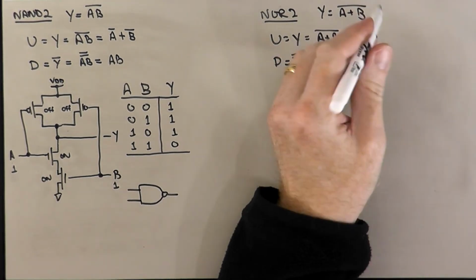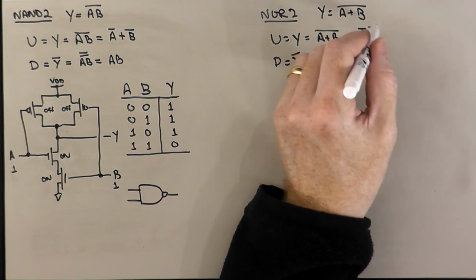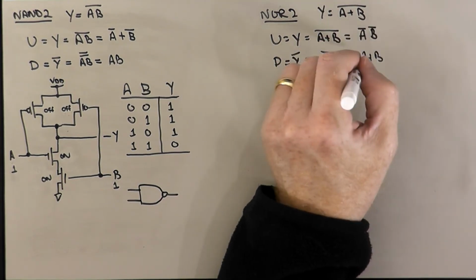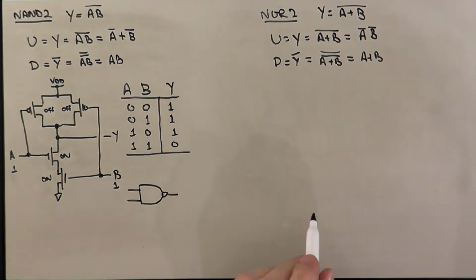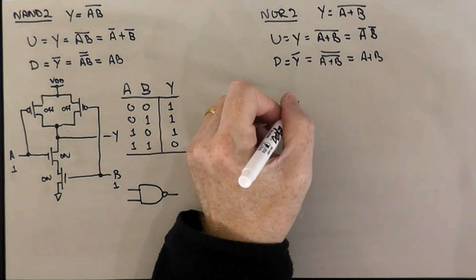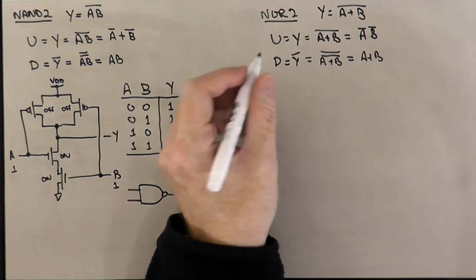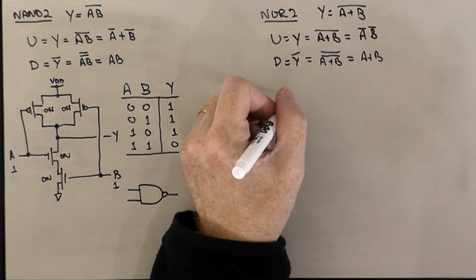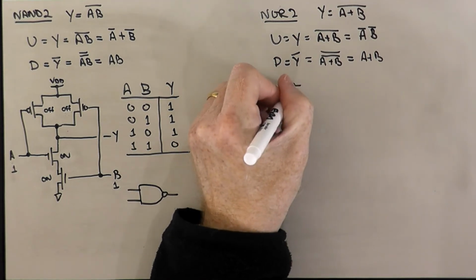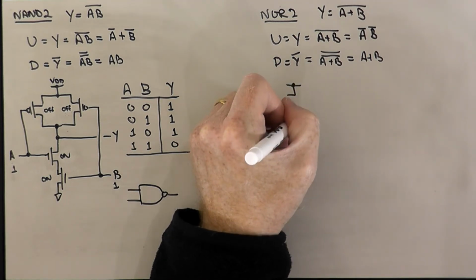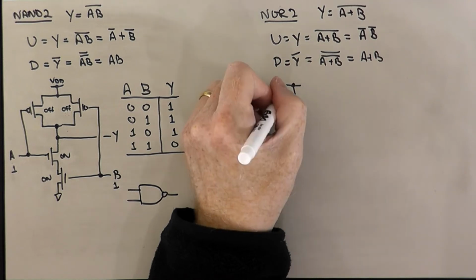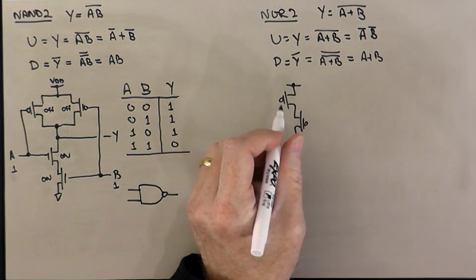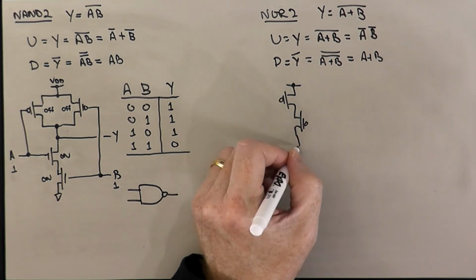And so we can read the topology of the pull-up network directly from this expression, and the topology of the pull-down network directly from this condition. And so I guess we can draw the schematic first. So in the pull-up network, we have VDD, 2 transistors in series, like so. The pull-down network, we have 2 NMOS transistors in parallel.